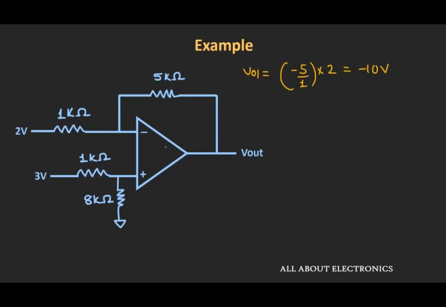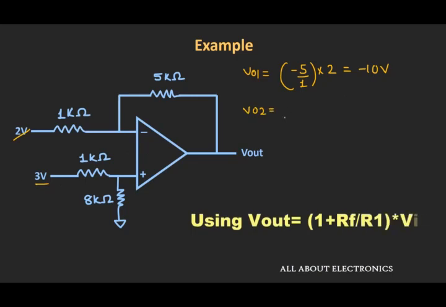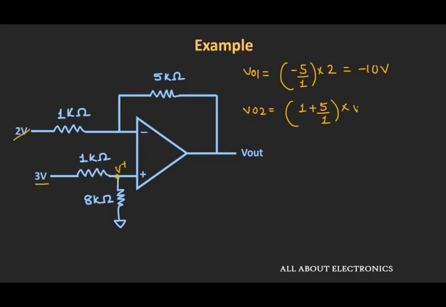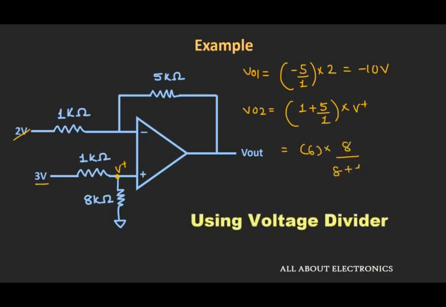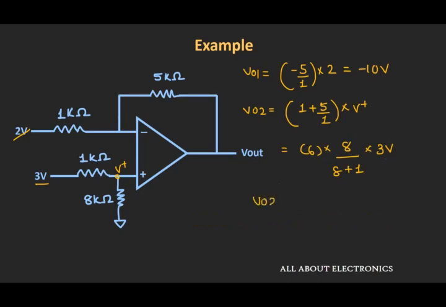Similarly, if we assume that this 3 volt source is acting alone and the 2 volt source is equal to 0, then our output voltage, let's say VO2, will be equal to 1 plus 5 divided by 1 times this voltage V plus. Here V plus is equal to 8 divided by 8 plus 1 times this input voltage, that is 3 volt. So our output voltage VO2 will be equal to 16 volt.